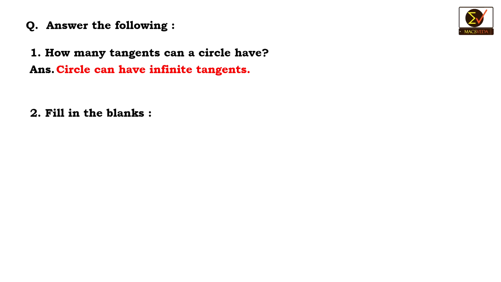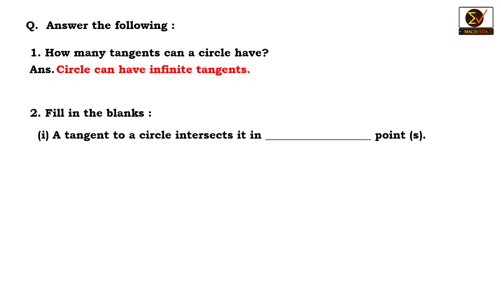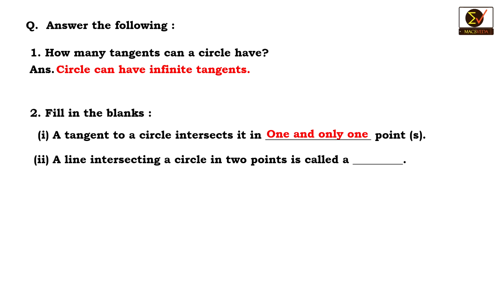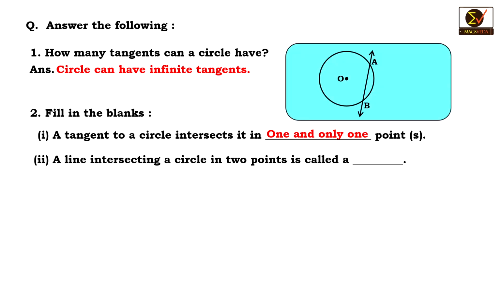The next question, fill in the blanks. A tangent to a circle intersects it in how many points? A tangent to a circle intersects it in one and only one point. A line intersecting a circle in 2 points is called what? A line intersecting a circle in 2 points is called secant. And of course, the chord is part of a secant. Every secant contains a chord.